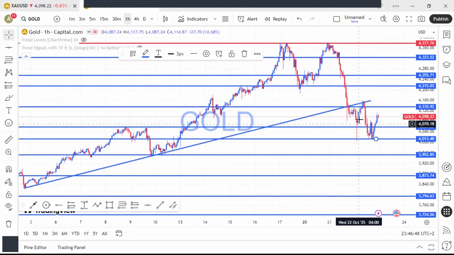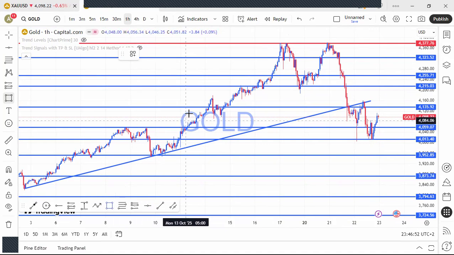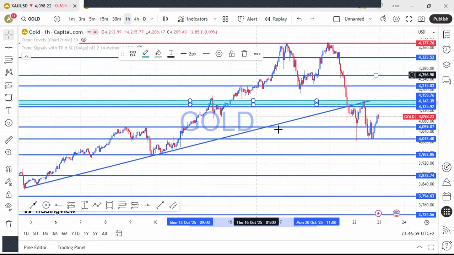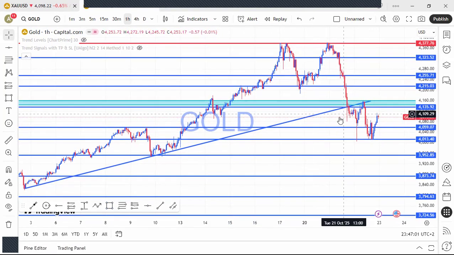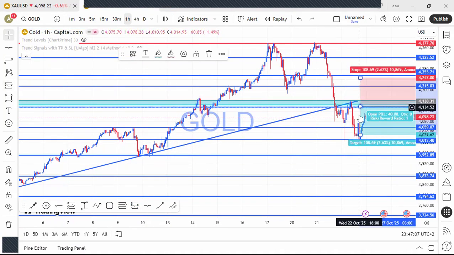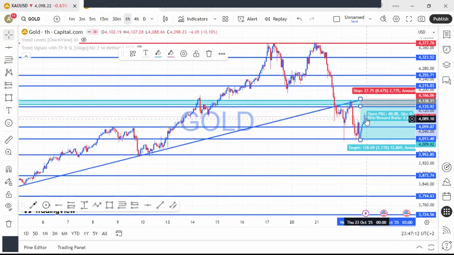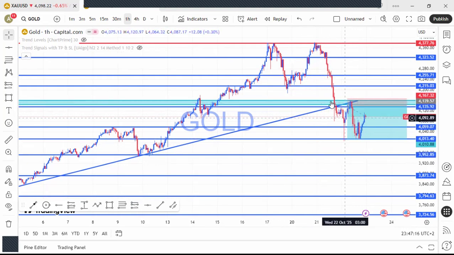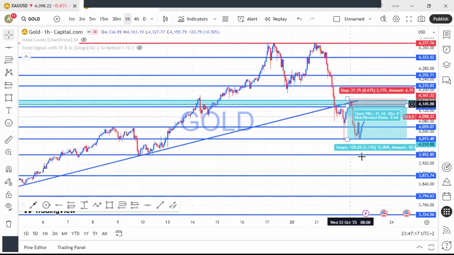Whenever it breaks, always wait for the retest before the push to the downside. As you can see here, this could be our support zone. After breaking, it came back to retest, and that would have been our first entry point to the downside. As you can see, first a breakout, then a retest, then the first entry zone.